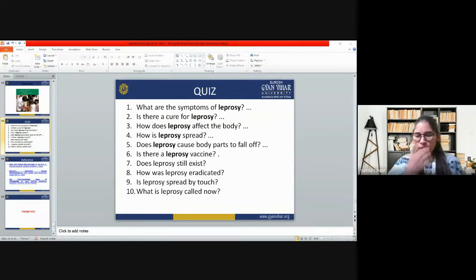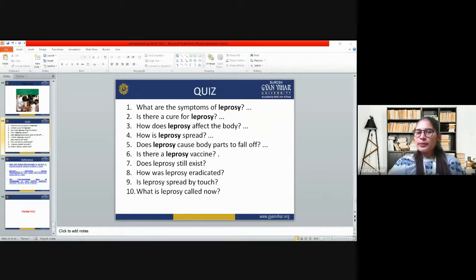Then the next question is how leprosy affects the body. If leprosy is untreated, then leprosy progresses and the nerve damage spreads. Lacking sensation in their hands and feet, people with leprosy can injure themselves, and these injuries can lead to ulcers, infections, and permanent disability. Leprosy can also cause muscle paralysis resulting in clawed fingers and foot drop. So this makes it difficult for people to walk and use their hands.